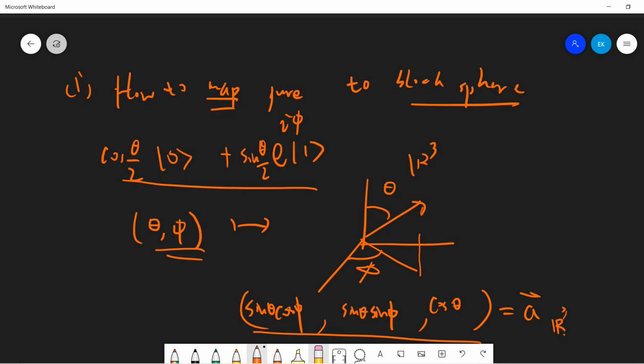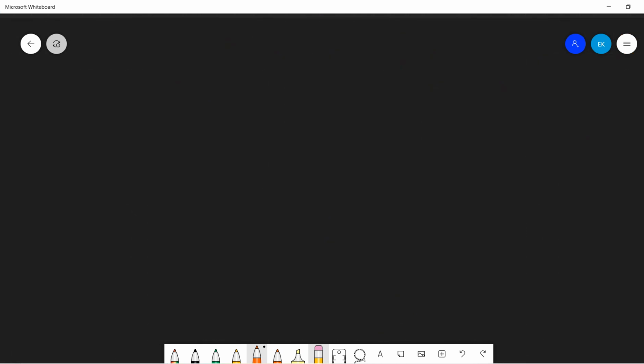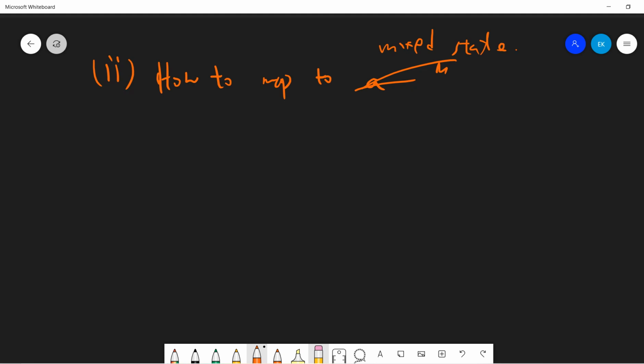Okay, that's it. Now the second question we like to ask is how to map a mixed state. The starting point is that the mixed state rho is a 2x2 matrix. If we generalize the qubit states, rho should be Hermitian, and the trace of rho is 1.